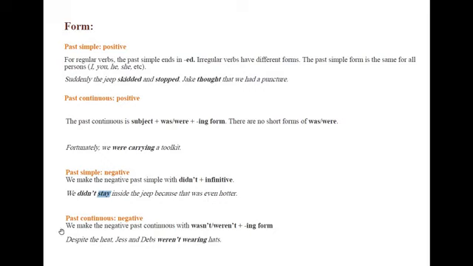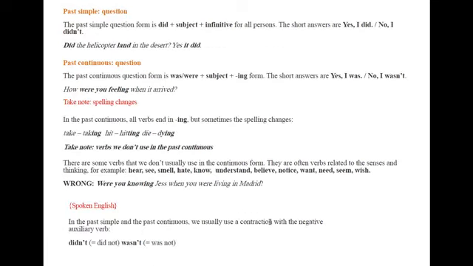even hotter. Past continuous in the negative is the same as the past simple. We should have only "not," but we cannot use didn't in both cases. We make the negative past continuous with wasn't or weren't plus ing. Despite the heat, Jess and Deb weren't wearing hats.